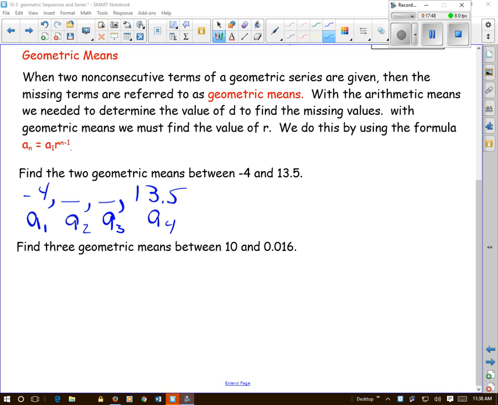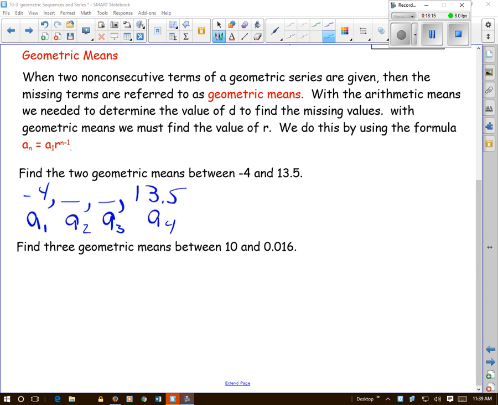Christian? An arithmetic mean is when you're finding the terms that go in between things in an arithmetic sequence. A geometric mean is we're finding things that go in between the terms of a geometric sequence. So the whole way the sequence is built is different. And so they're going to be very different numbers.